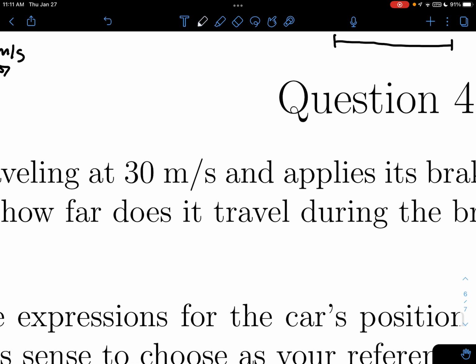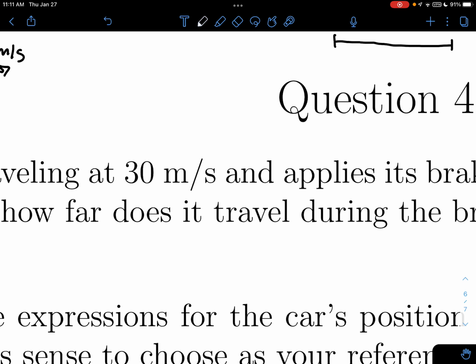Cool. Now we do the same thing. We get our velocity equation as a function of time. And we have our initial velocity, 30, plus acceleration, again, negative 5 meters per second squared, times time. And then again, simplified, v of t equals 30 minus 5t. There we go. All right, so now we have our equations for position and velocity as a function of time.